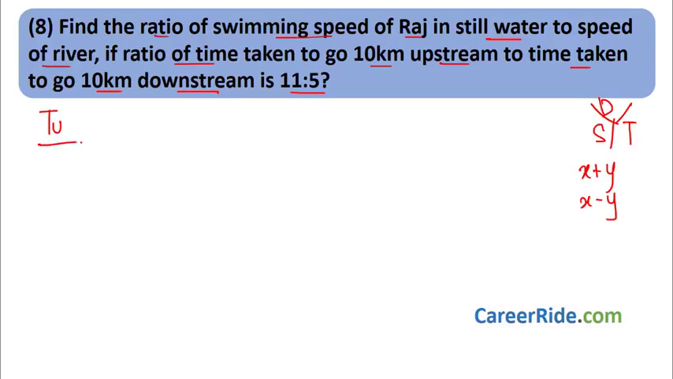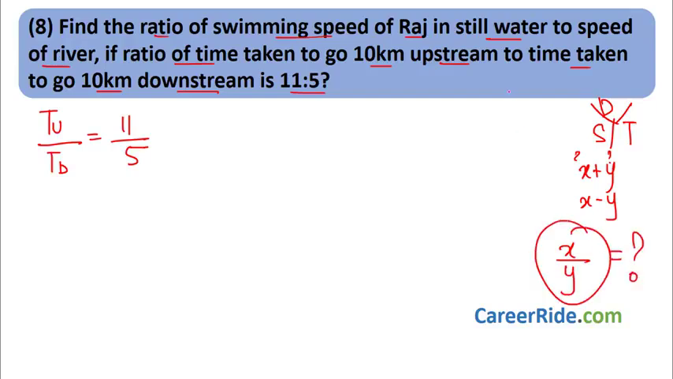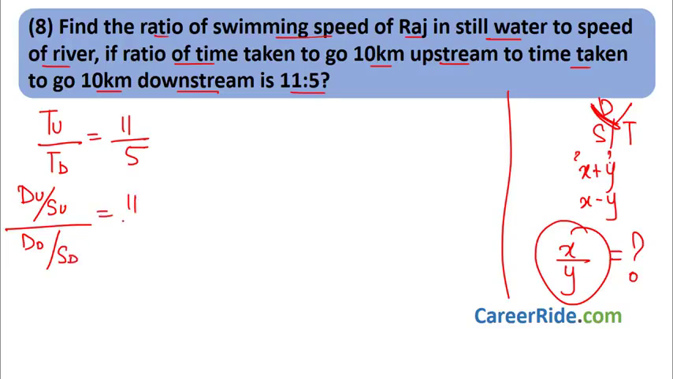The ratio of time taken to go upstream to time taken to go downstream is 11/5. Now we have to find the ratio of swimming speed of Raj in still water to speed of river. We do not know x, we do not know y, and we actually have to find the ratio x upon y. This is unknown, that we have to find out. Let us see how to solve it. Time is nothing but distance upon speed. So we have distance upstream divided by speed upstream upon distance downstream divided by speed downstream, that would be 11/5.